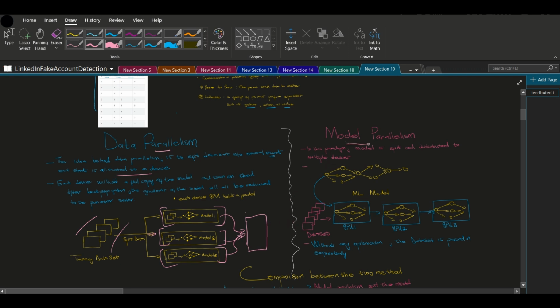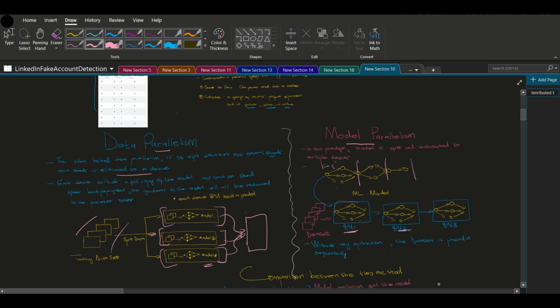Then we have another technique called model parallelism. In this technique, we have different machines, right? Same thing here, but instead of putting the entire model in one machine, we split the model into different layers. You can think of this as layer 1, layer 2, and we put each layer into its own process. It could be a GPU or something like that. Then we forward pass the data.